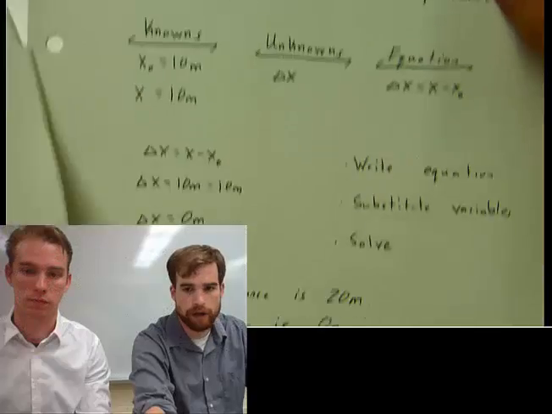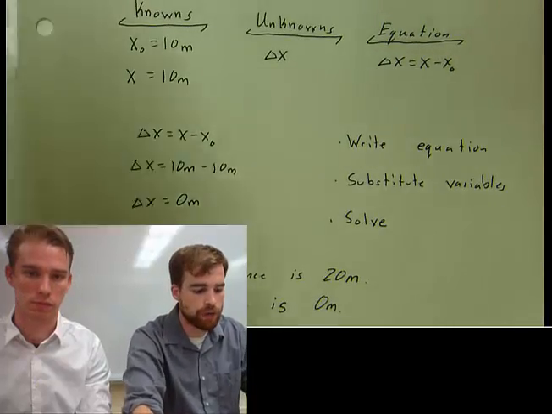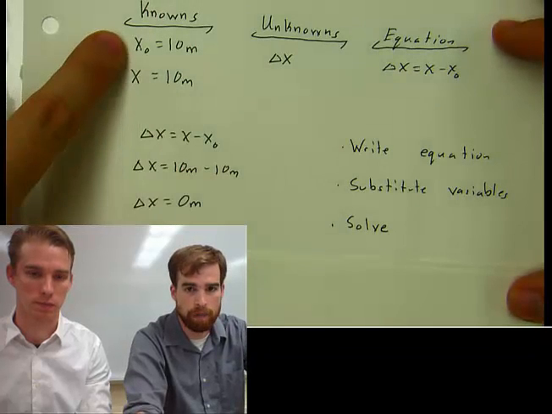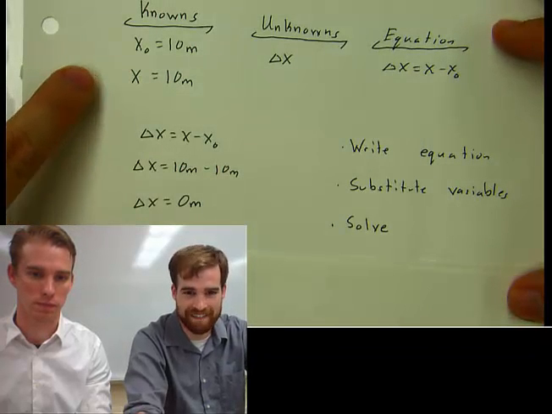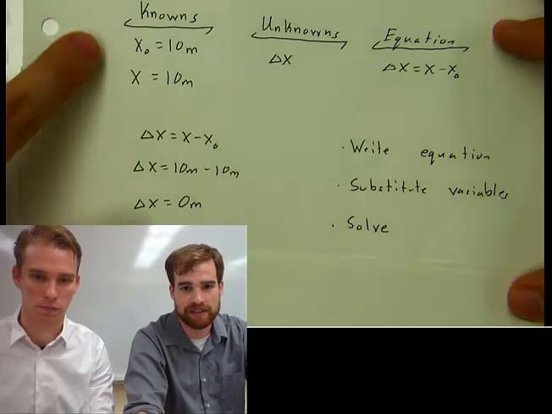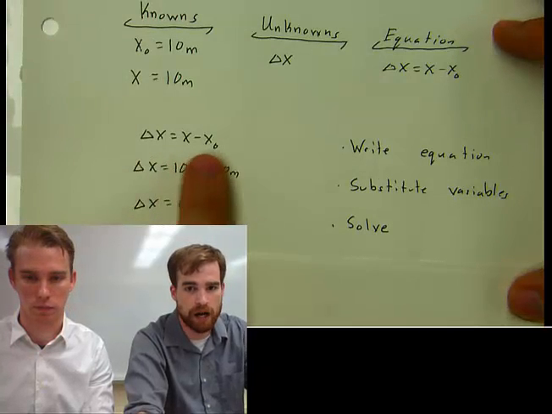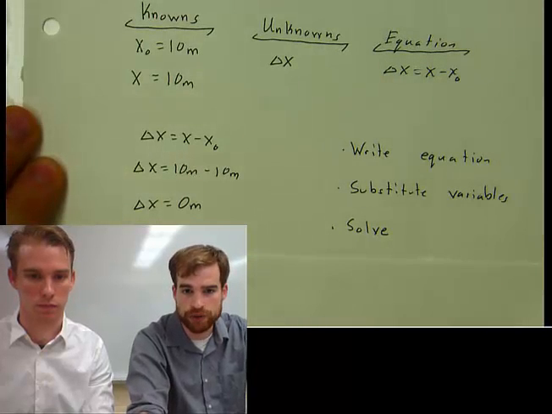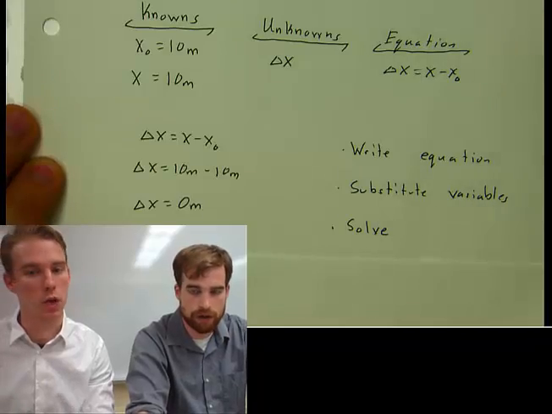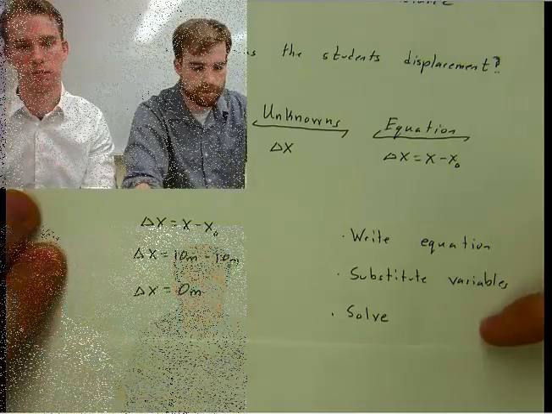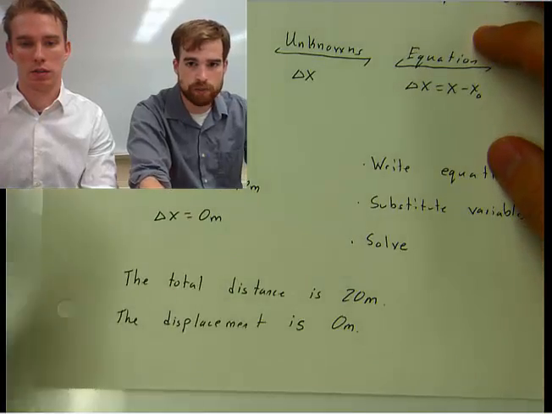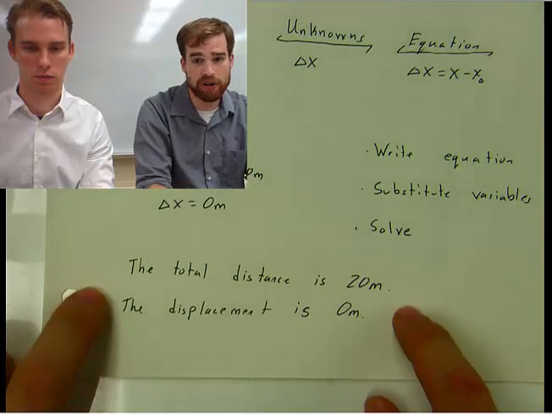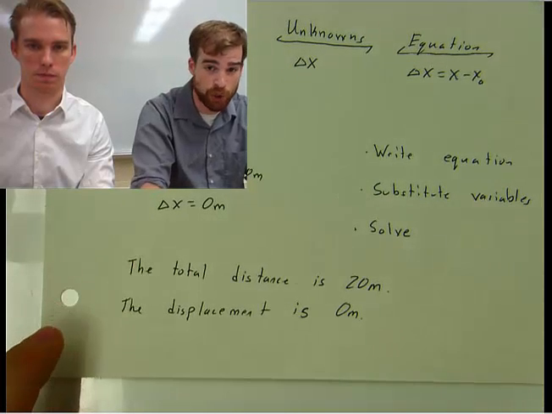So really what we don't know is the displacement. So we need to take our final position, x, minus our initial position, x naught. So our math is pretty simple here. 10 minus 10 meters equals 0 meters. So we've written the equation, we've substituted variables, and we've solved it. So our distance, we went up 10 meters, we went back 10 meters, so our distance was 20, but our displacement is 0.